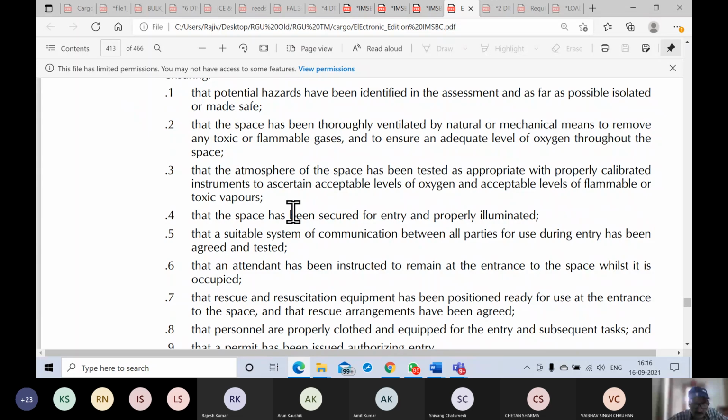These are some things which you are aware of, but we have to go through them because they are also included in the code itself. Properly calibrated instrument should be used for testing atmosphere. Properly calibrated instrument should be part of RA. That is, is your instrument calibrated? When was the last calibration done? How was it done? Was it a shore-based calibration or on board?